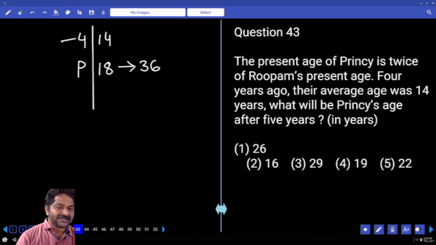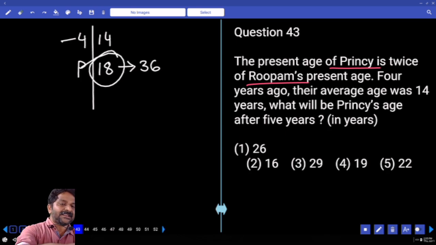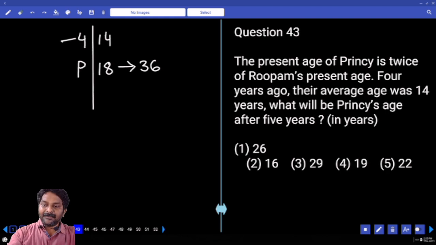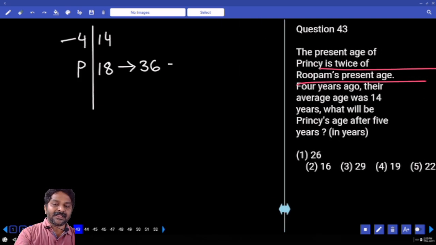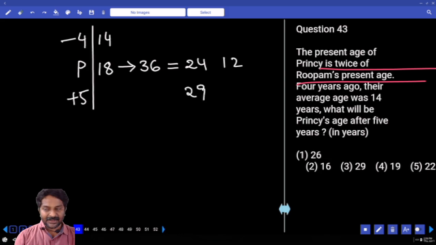For how many people is the average 18? How many people are there? For 2 people, if the average is 18, the sum is 18 twos, right? So now they said the present age of Princi is twice that of Rupam. That means they must be in the ratio 2 to 1. So if you divide 36 in the ratio 2 to 1, one is 24, the other is 12, and this is the present age of Rupam. The question is about Princi's age after 5 years. That means after 5 years it becomes 29.